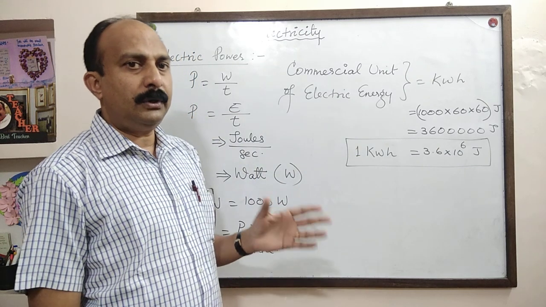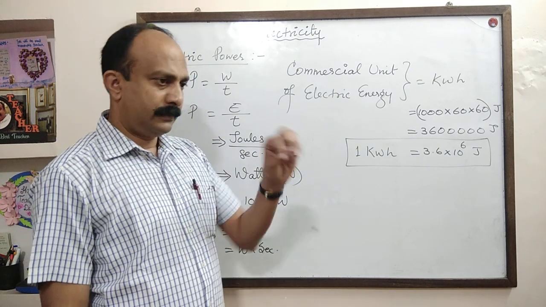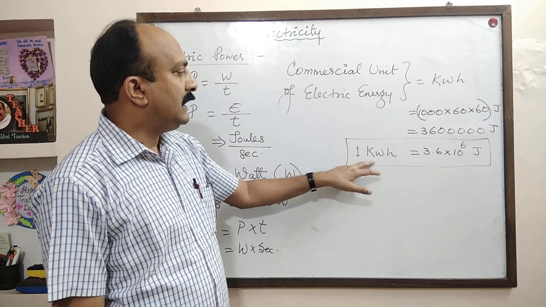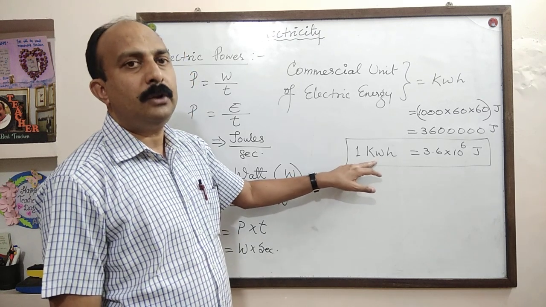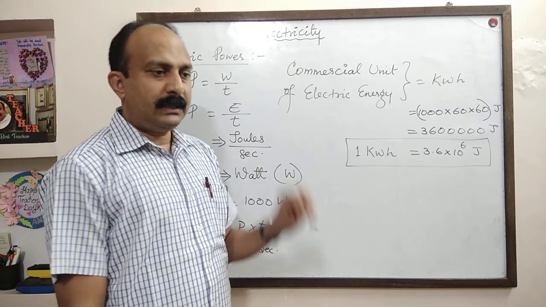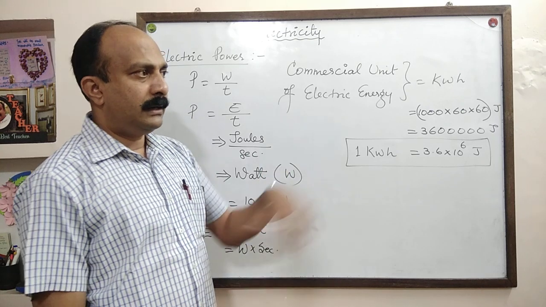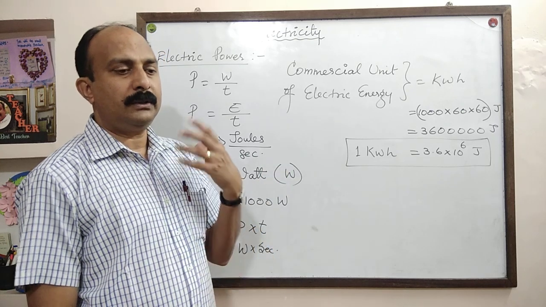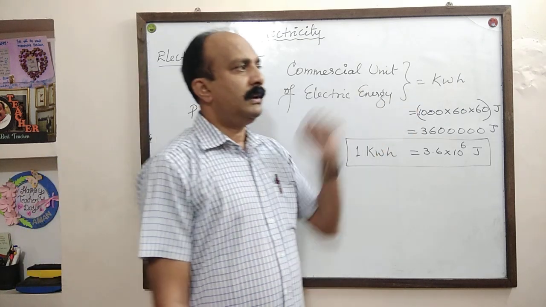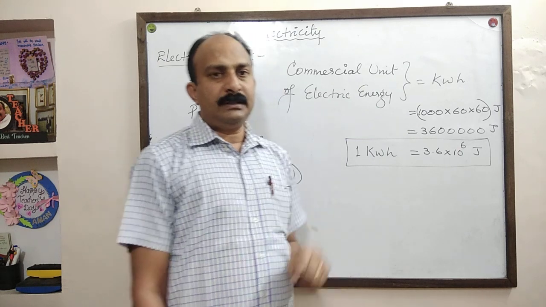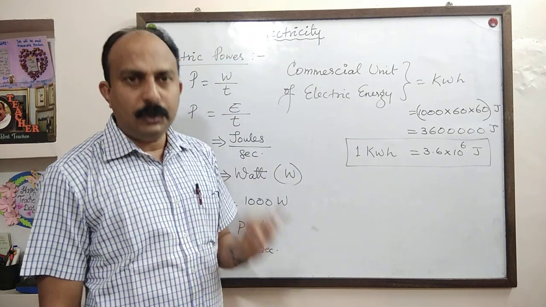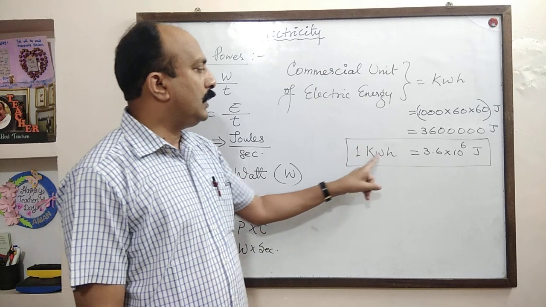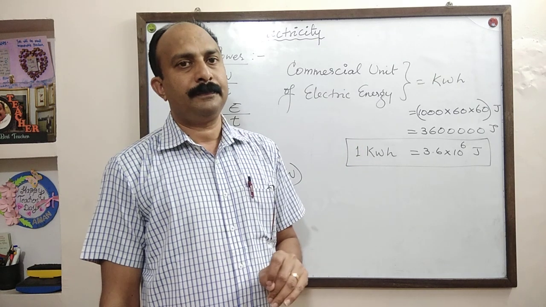Normally, as I told you earlier, for practical purposes, electricity is measured in kilowatt hour. This kilowatt hour is nothing but, in our usual language, when we say the consumption of electricity for this month is 200 units, it means 200 kilowatt hour.